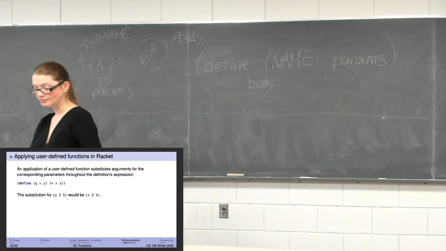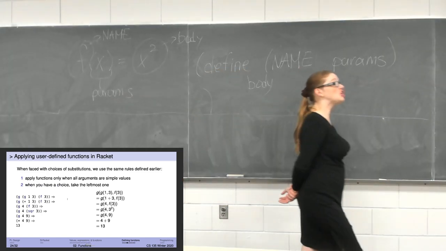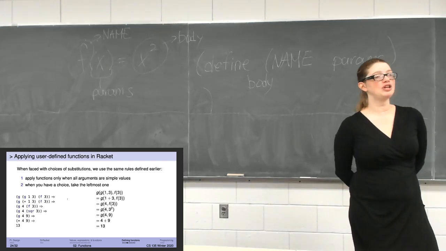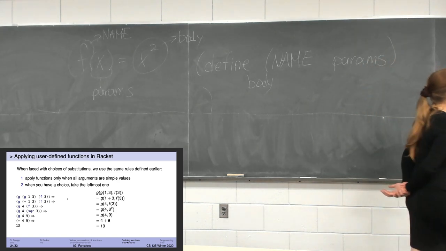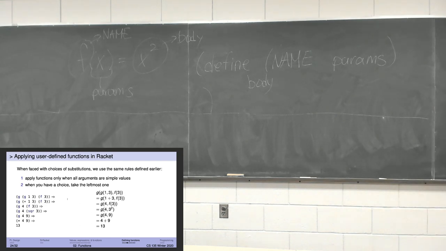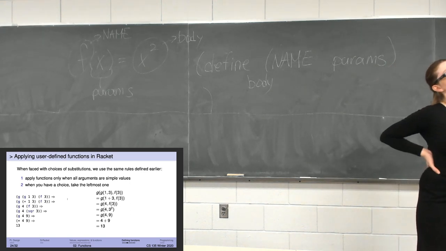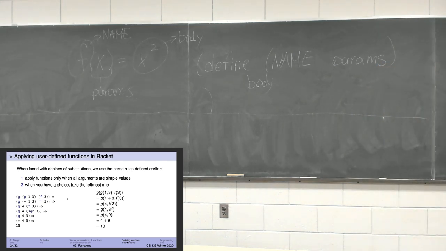Now, if, however, our parameters are not values, then Racket is going to have to perform the substitution and simplify the arguments prior to actually evaluating that function. So in this case, I have g, and my two arguments are g 1 3 and f 3. So neither argument is simplified. What does Racket do? Canonical form says leftmost, innermost. So I have two arguments to evaluate, two choices. I choose the leftmost one. So I'm going to evaluate this.